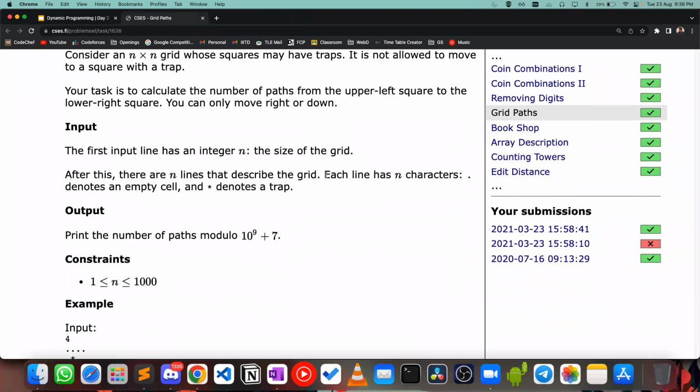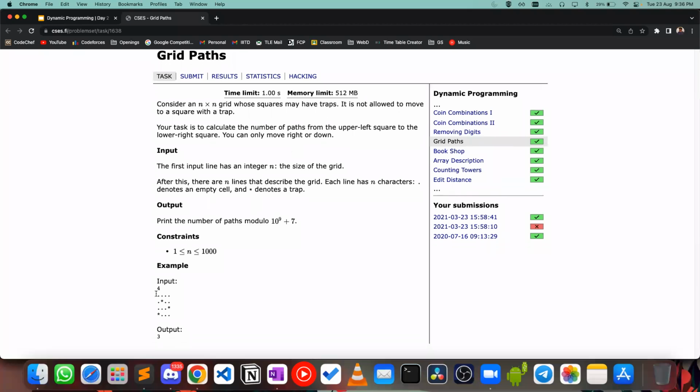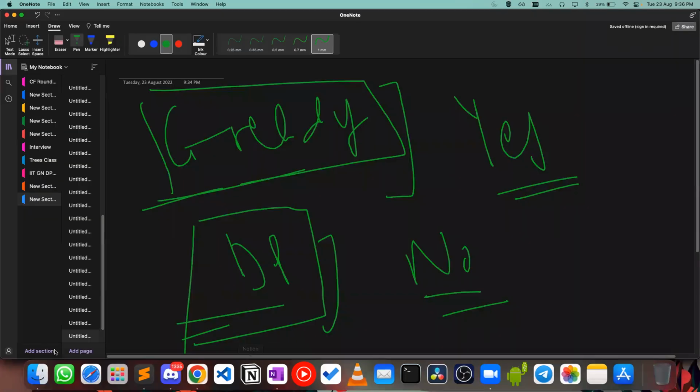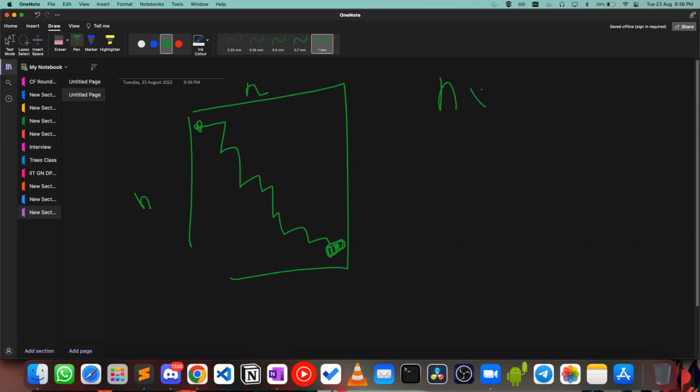So let's read this problem. You have an n cross n grid whose squares may have traps. And you basically want to go from top left to bottom right. You have to find out the number of ways to do this. So tell me one thing, if we didn't have any traps, like if we had a general grid, with n here and n here, and you have to go from here to here, you have to find out the number of ways. What are the number of ways to go from the top left to the bottom right in an n cross n grid?